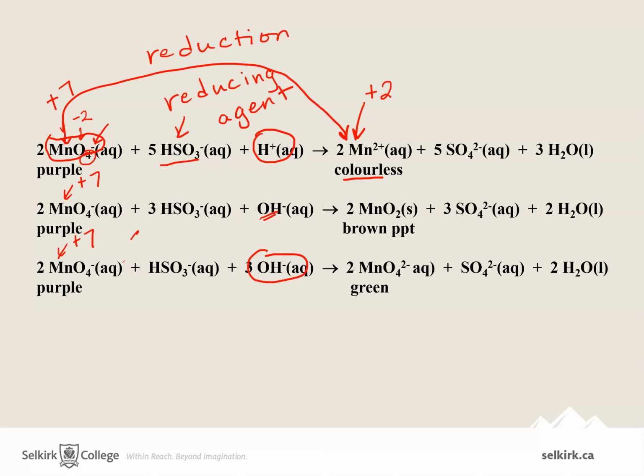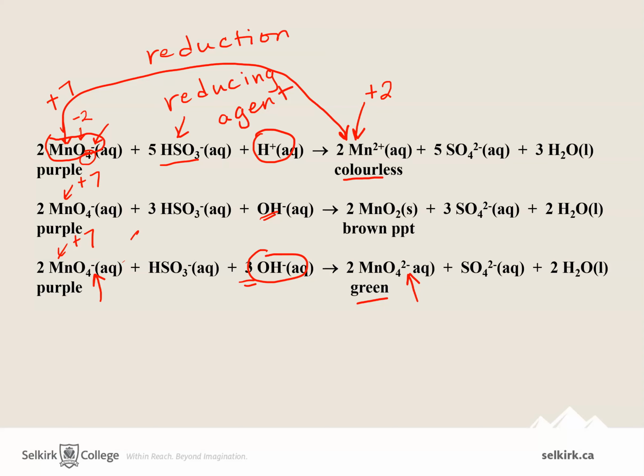The next demonstration I showed you was in the strongly basic solution, and it made green. The ion responsible for that green color is MnO4 2-. Now that, notice the charge. The charge is so important. If it's only -1, it's purple. If it's -2, it's green. And that was one of the big points of the demonstration. I wanted to show you that the charge affects the chemistry so much. We've got to care about the charge.